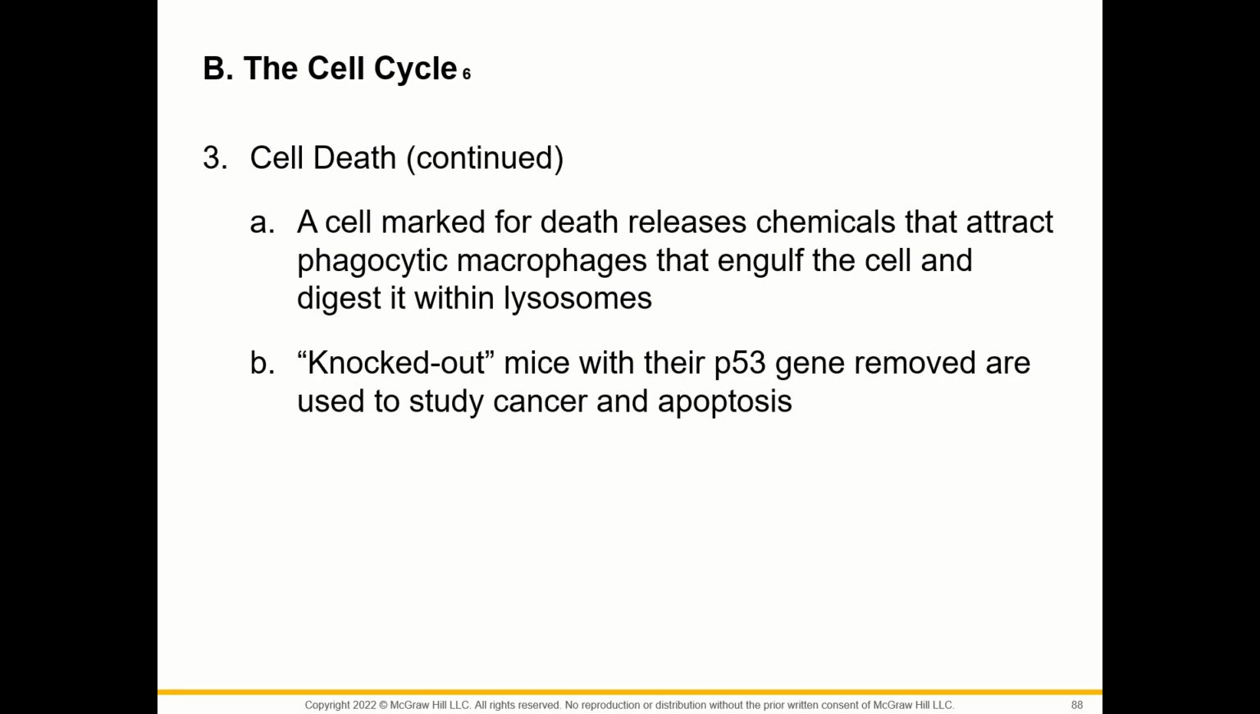All right, so a cell marked for death releases chemicals that attract phagocytic macrophages that engulf the cell and digest it with its lysosomes. Knocked out mice with their p53 gene removed are used to study cancer and apoptosis, and they talk about that in the book in both sections of the p53 and then cell death. And it says that using mice with their gene for p53 knocked out, scientists have learned that p53 is needed for apoptosis that occurs when a cell's DNA is damaged.